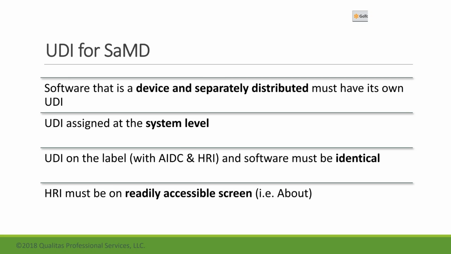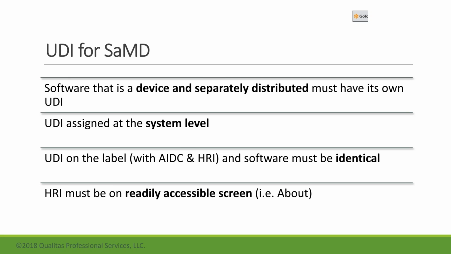It's also assigned at the system level for the software, and this is a little bit different. This is where the MDR differs from the FDA. For the MDR, the UDI on the label of the software packaging and the software itself must be identical. The FDA does allow for some variances there. And the HRI, that human readable interpretation, must be on a readily accessible screen. So a lot of people will put it in the About section of the software.